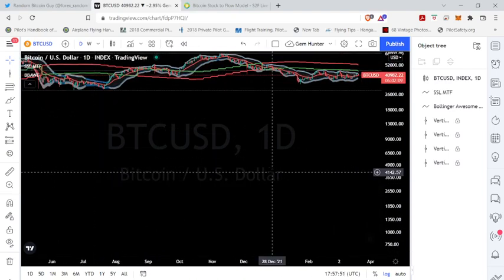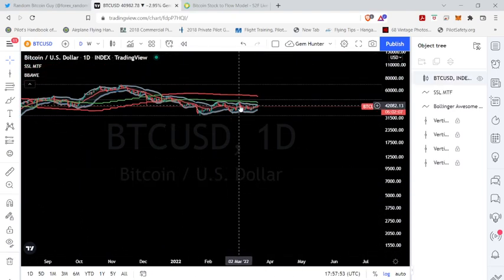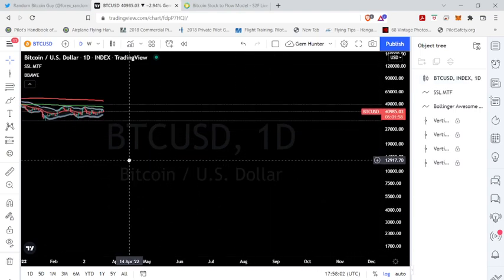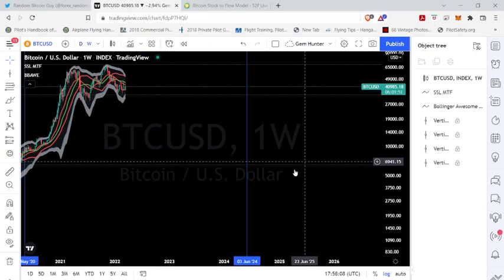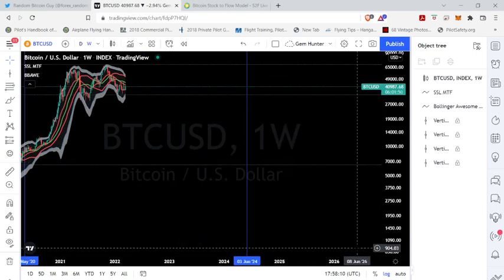But I will hold to the rules that I stated in my prior videos until we get to that halving. And once we get to this halving, and actually I've got to go back to weekly to show that, I don't know exactly when. I just extrapolated to June 2024.